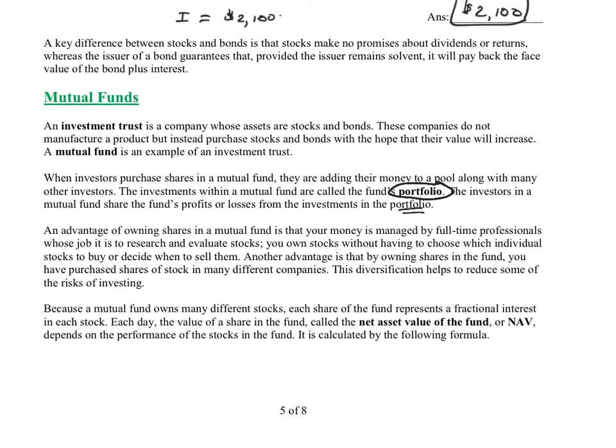It says, because a mutual fund owns many different stocks, each share of the fund represents a fractional interest in each stock. Each day, the value of the share of the fund is called the net asset value, the NAV. Essentially, this would be your price per share, but because it's not the share of an individual stock, we call it the net asset value. So this is your price per share of the mutual fund. That's what a net asset value is. So, how do we calculate NAVs and what can we do? That'll be on the next page.